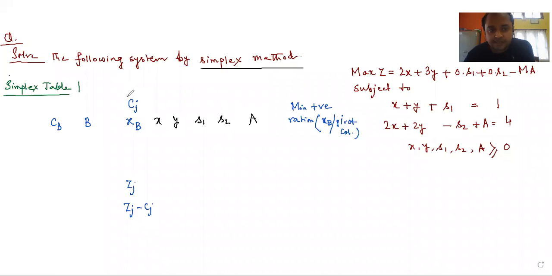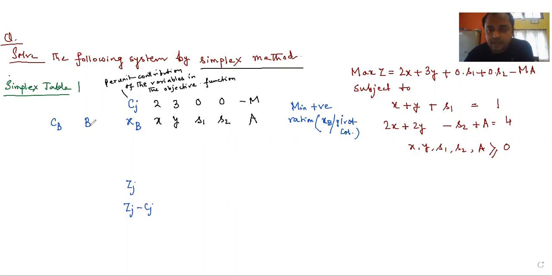What is CJ? CJ stands for per unit contribution of the variables in the objective function. Okay, so you already know that the per unit contribution of the variable X in the objective function is 2, of the variable Y in the objective function is 3. This is 0, this is 0, and this is minus M.